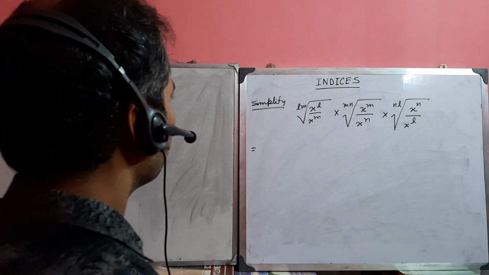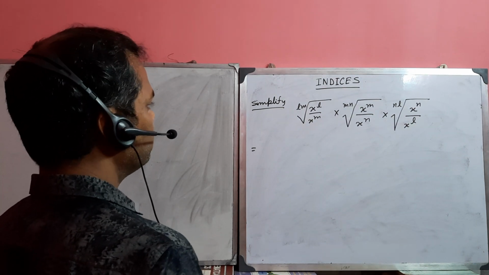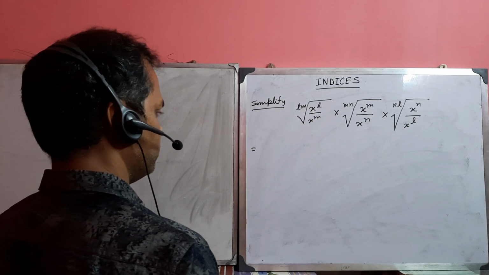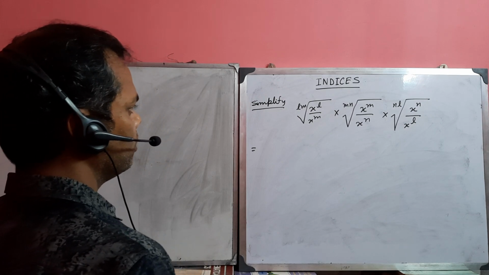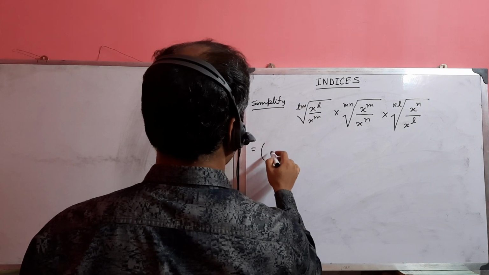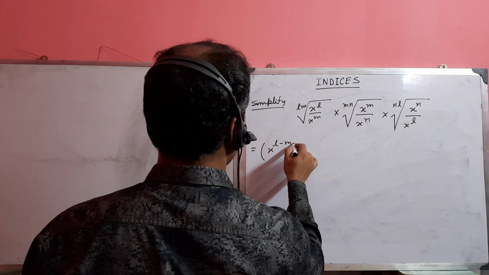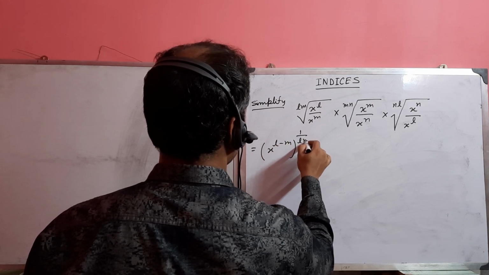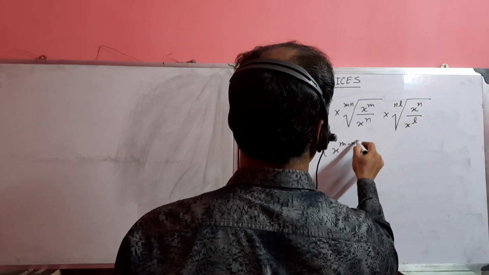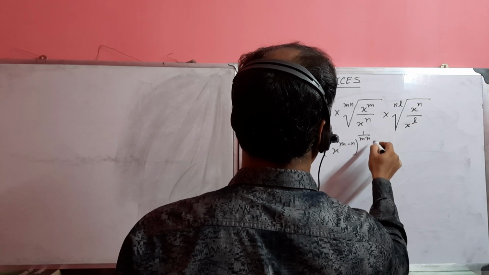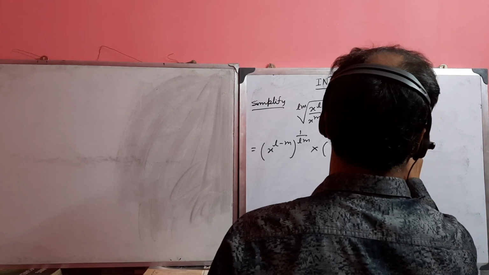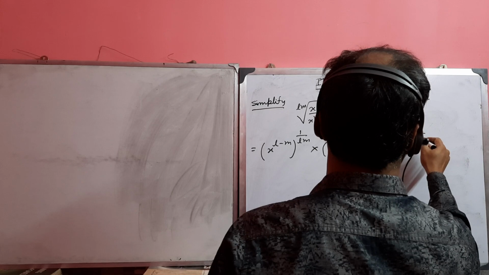Next sum: simplify the lmth root of x to the power l by x to the power m, into the mnth root of x to the power m by x to the power n, into the nlth root of x to the power n by x to the power l. So this one can be written as x to the power l minus m whole to the power 1 by lm, into x to the power m minus n whole to the power 1 by mn, into x to the power n minus l whole to the power 1 by nl.